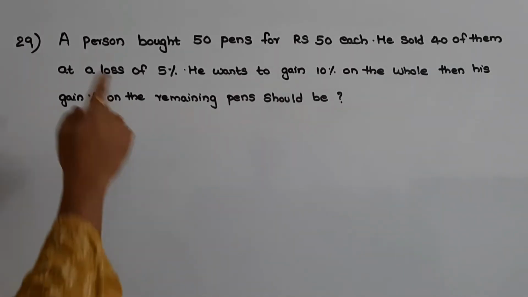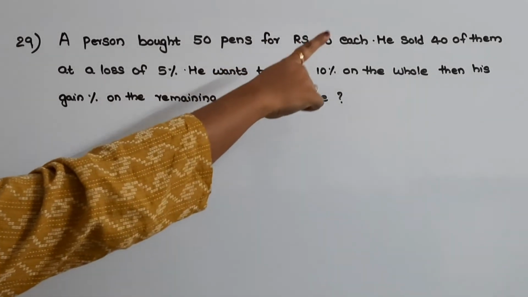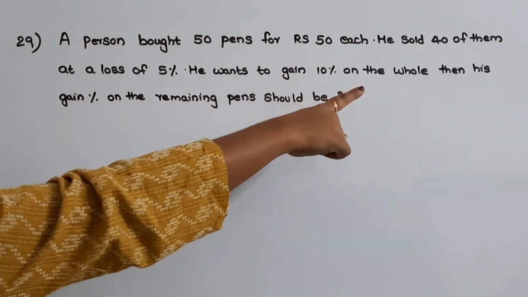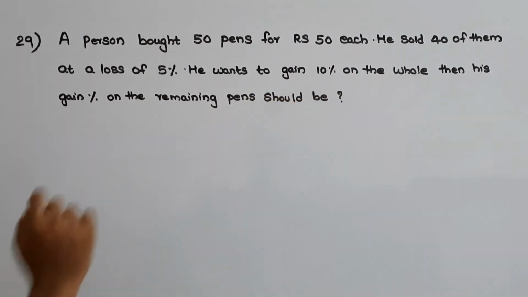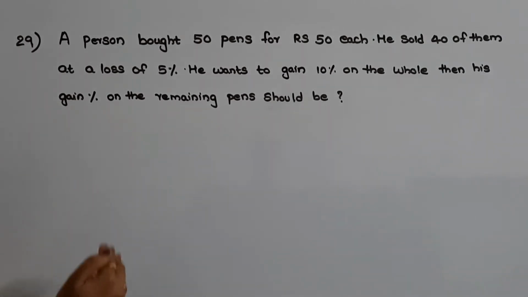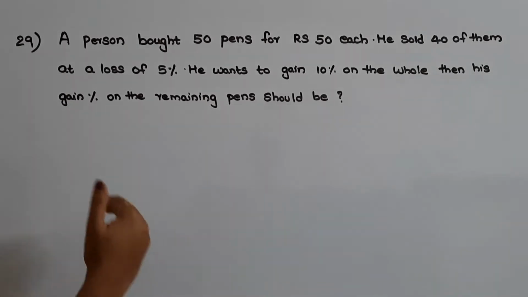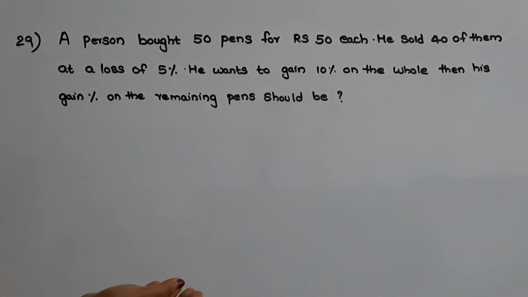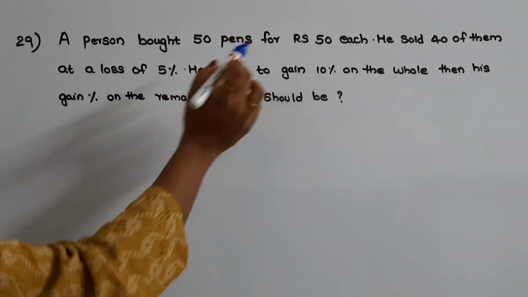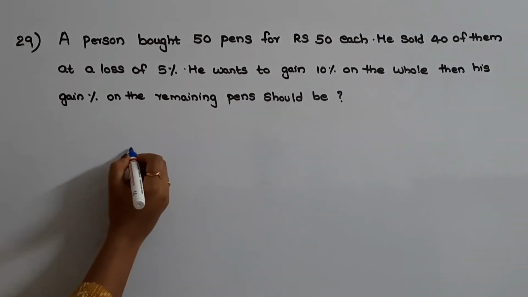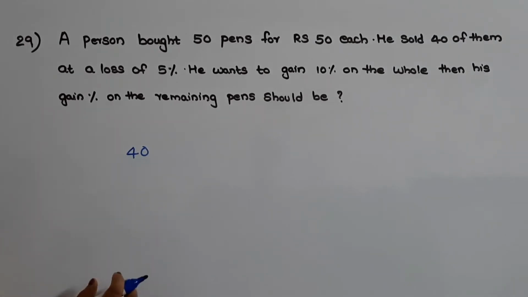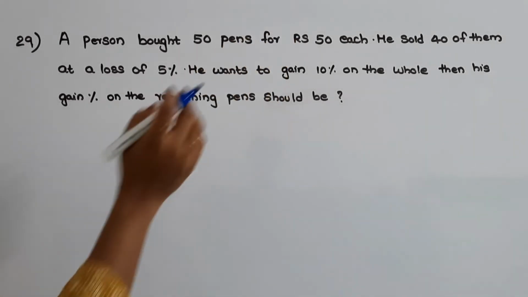The next question is, a person bought 50 pens for rupees 50 each. He sold 40 of them at a loss of 5%. He wants to gain 10% on the whole. Then his gain percentage on the remaining pens should be? So in this question they are telling that a person bought 50 pens, each pen costing rupees 50. He sold 40 of them at a loss of 5%. Then what will be the cost price of those 40 pens? The cost price of those 40 pens will be 40 into 50. But since we are considering only the ratios of the cost price, we can neglect the cost price of each pen.